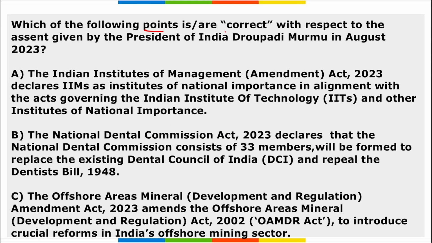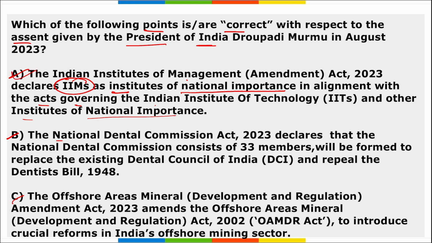Next, which among the following are correct with respect to the assent given by the President of India Draupadi Murmu in August? So remember, among these you have to tell which of these are correct. So remember, all these three options are correct here. Indian Institute of Management Act declares that IIMs as institute of national importance in alignment with the acts governing that IITs and other institutes of national importance.